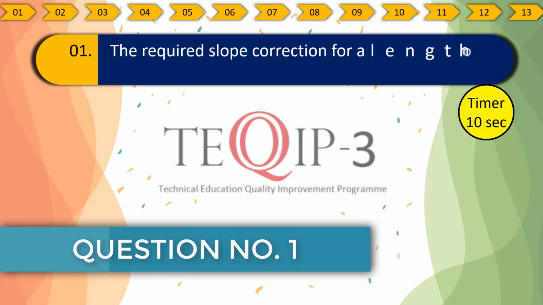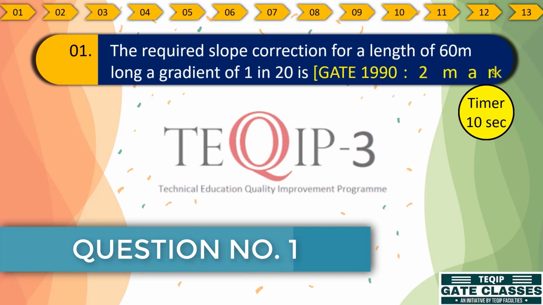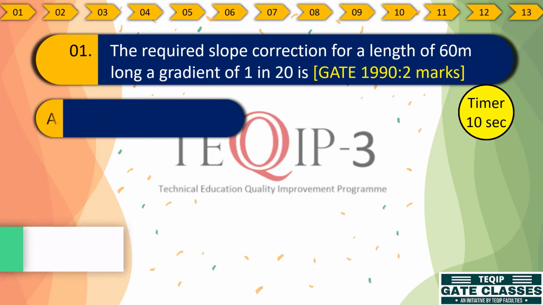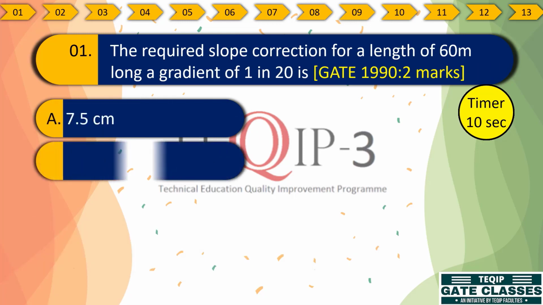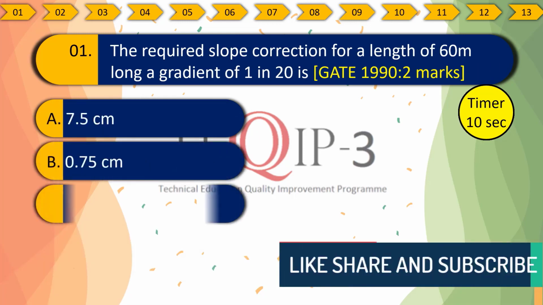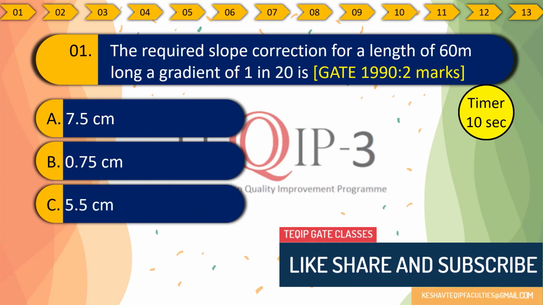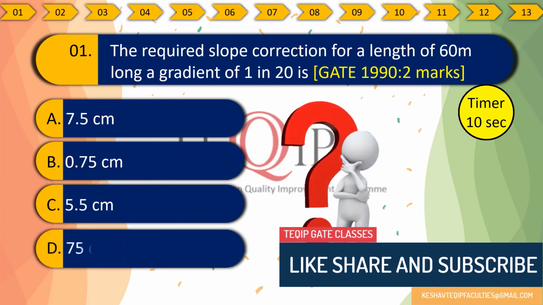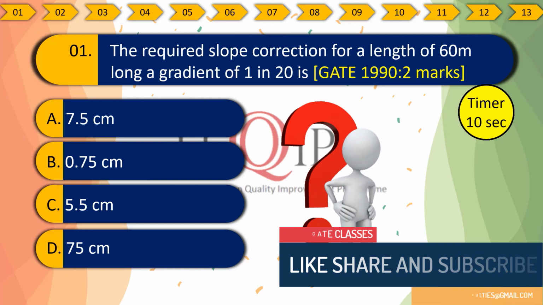The first question is: the required slope correction for a length of 60 meters along a gradient of 1 in 20 is 7.5 cm, 0.75 cm, 5.5 cm, and the last is 75 cm.